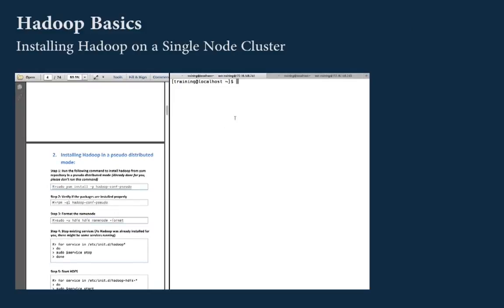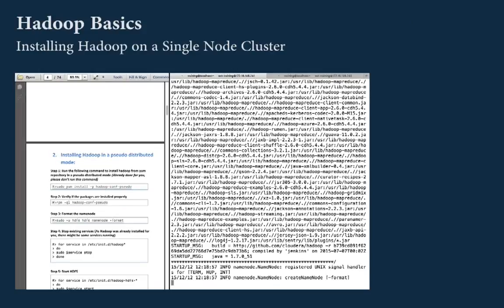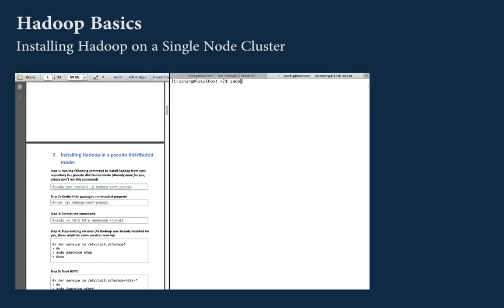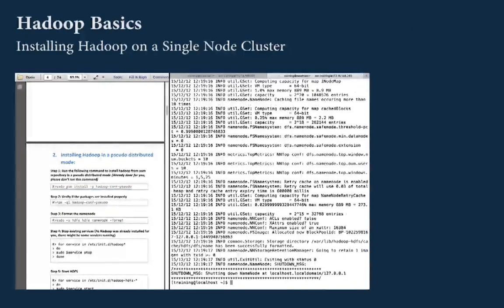We'll have to do it on both the machines because we are doing all the steps in parallel on both the machines, and eventually we will connect them as master and slave. So in this case, the name node is formatted. Let's go to the next machine and format that. So as of now, both the machines are formatted.